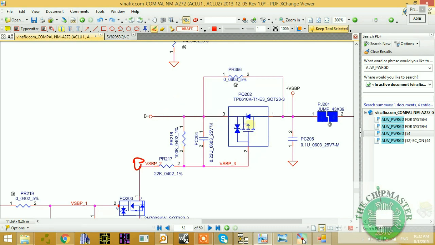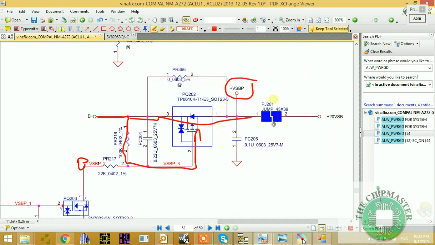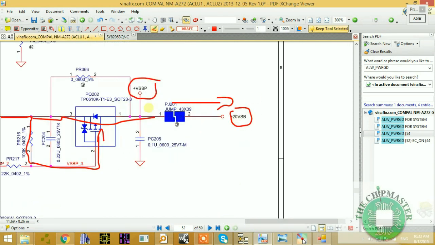As you can see, the R is on the outside. So this voltage comes through this voltage divider to conduct this P channel MOSFET, and the voltage will pass and become plus VSBP, and then come through this pad to become plus 20 volts. Well, 19 volts rather, coming from the adapter, or 11 volts from the battery, and it becomes plus 20 volts VSBC.